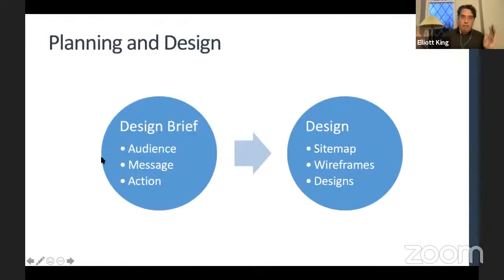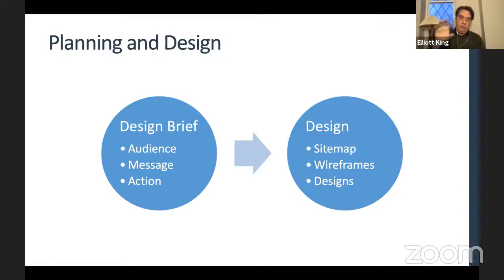There are a number of phases of building out a website, and some of them are quite technical and all about programming and stuff. But the phases that as marketeers we definitely want to be involved in are the planning and design phases. So the design brief, however you write it, should cover those things we mentioned.